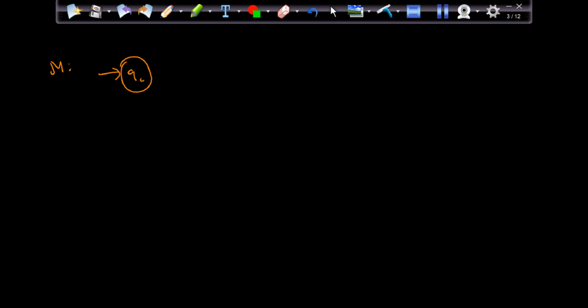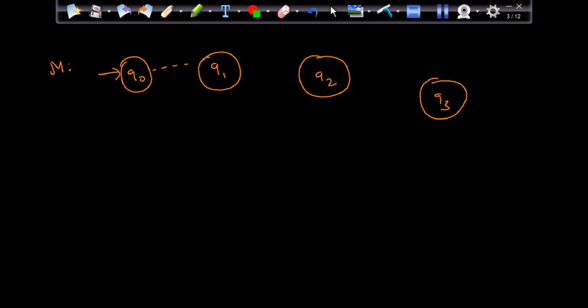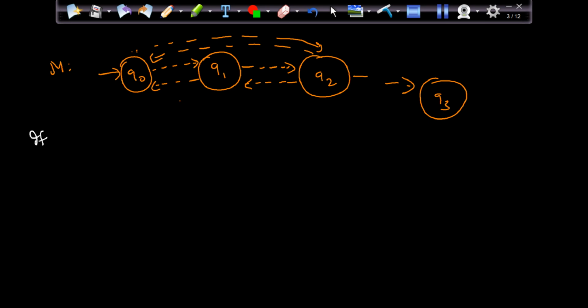You have a machine M. There is going to be one initial state Q0, and then Q1, Q2, Q3, and you may have moves between them, whatever combination of possible transitions there are. I don't care about that right now. The language of M is equal to L.